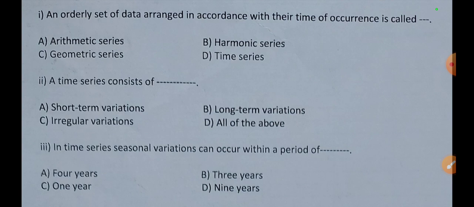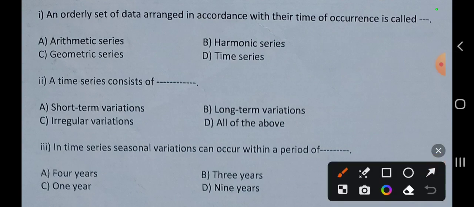So what is meant by when the data is orderly arranged in accordance with their time of occurrence? So the options are arithmetic series, harmonic series, geometric series, time series. The correct answer in this case is time series.